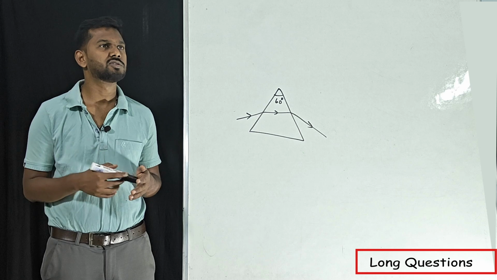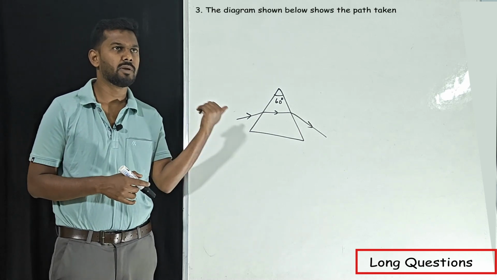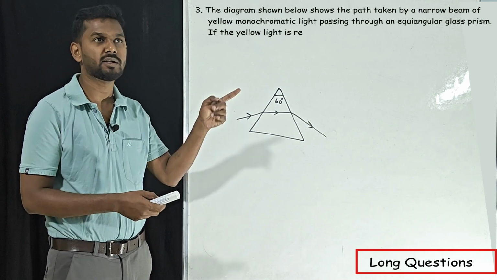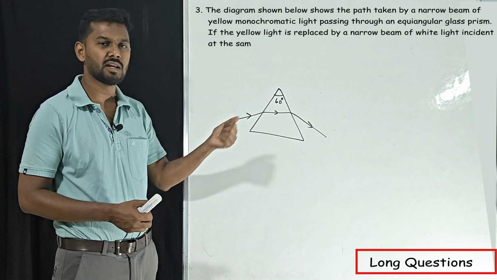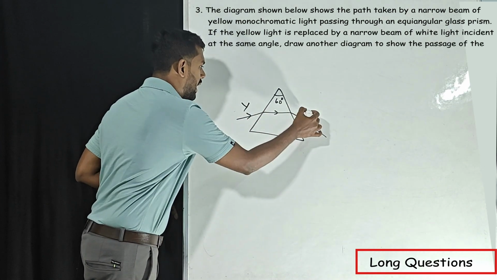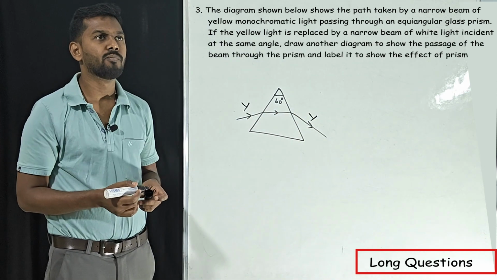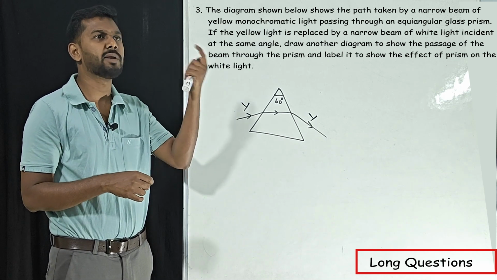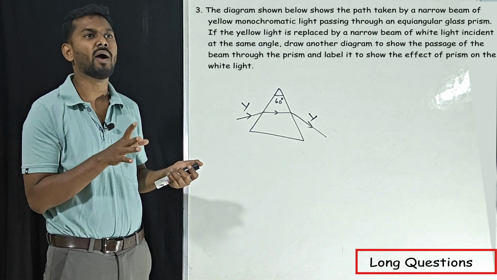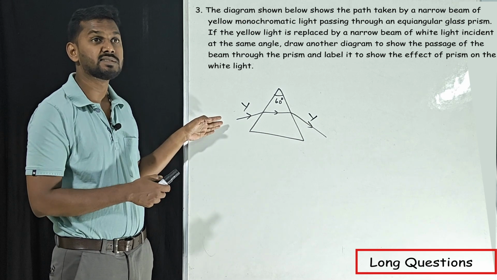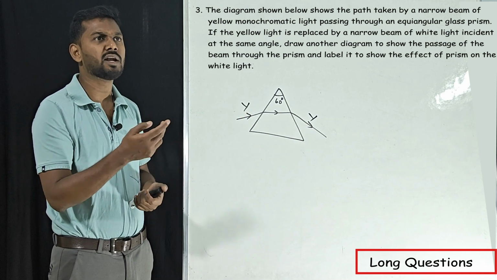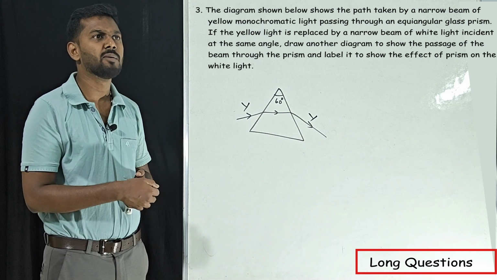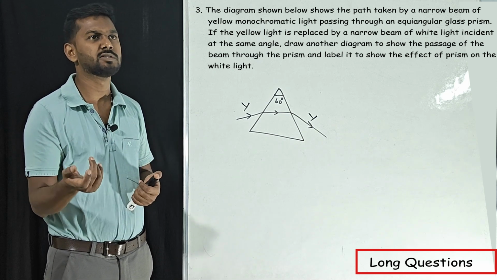That's it. Our next question: the diagram shows the path taken by a narrow beam of yellow monochromatic, meaning single color, light. This is yellow and the emergent ray is also yellow, passing through an equilateral prism. If the yellow light is replaced by a narrow beam of white light incident at the same angle, draw another diagram to show the passage of the beam through the prism and label it to show the effect of the prism on the white light.